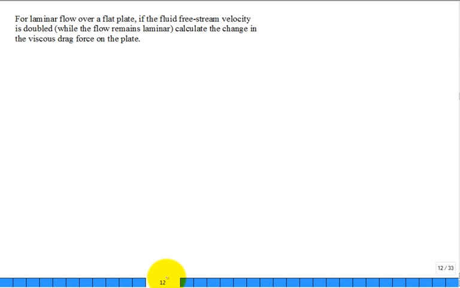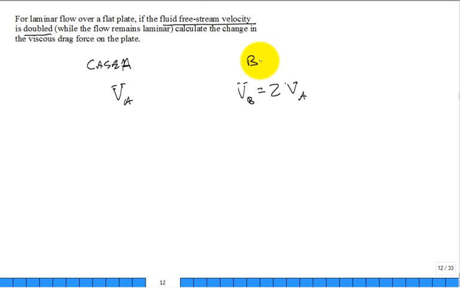For laminar flow over a flat plate, if the fluid free stream velocity is doubled, so think of this, case 1, or case A, whatever you like, case A and then case B. Case A, you have the velocity, cap V, is equal to V sub A, right? So that's our speed. But cap V for case B is equal to 2 cap V sub A. That's what they mean by double the fluid free stream velocity. So the second case has twice the velocity of the first case.